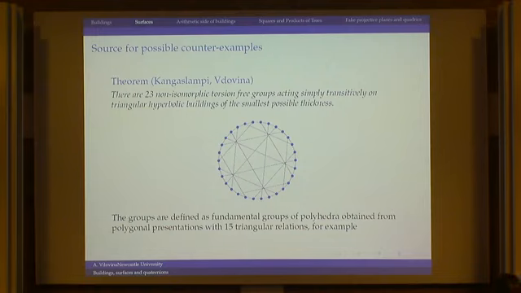Yeah, so now if we say that we are interested in groups acting simply transitively on this kind of buildings, and torsion free, then we have found there are 23 non-isomorphic groups. It was found by computer search, not a brute-force one, because that would take forever, but a kind of clever computer search.